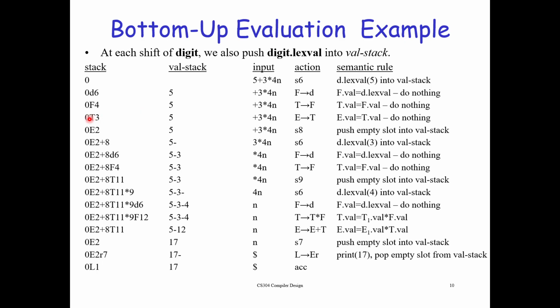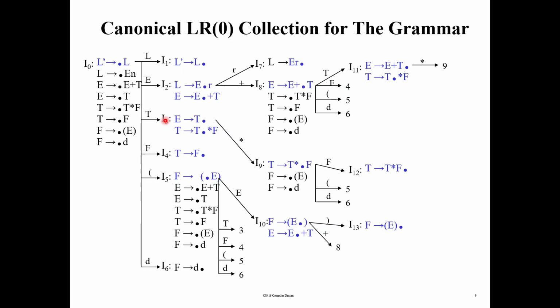Similarly, if we look into the next step, now the stack top has 4 and the input has plus. So 4 under plus, it may be T gives F. Again the right hand side has only one symbol, so 2 times one symbol means 2 things are to be popped from the stack. 4 and F will be popped, and T, the left hand side, will be pushed onto the stack. And 0 under T, if you observe the goto part, it may be 3. So we will push 3.